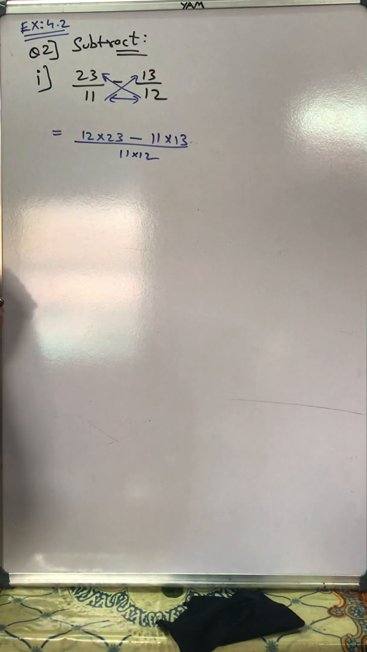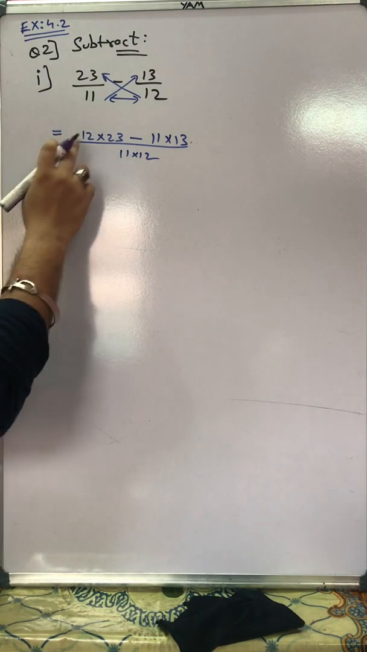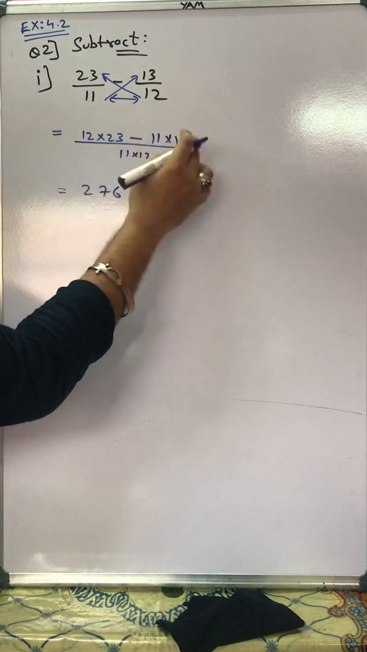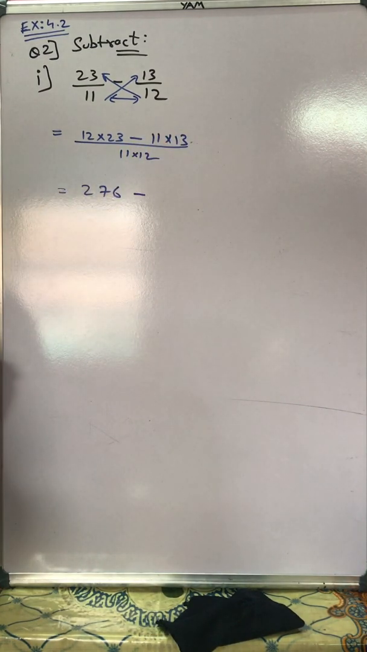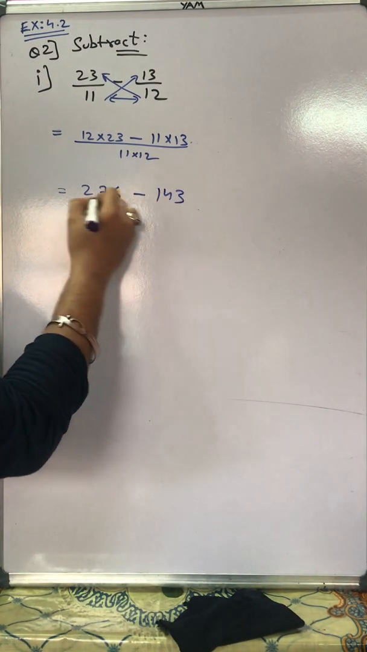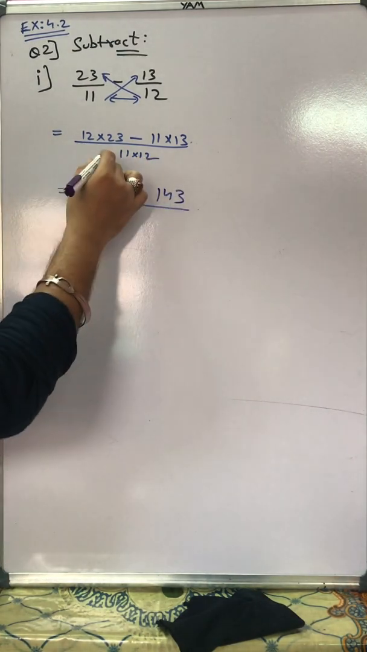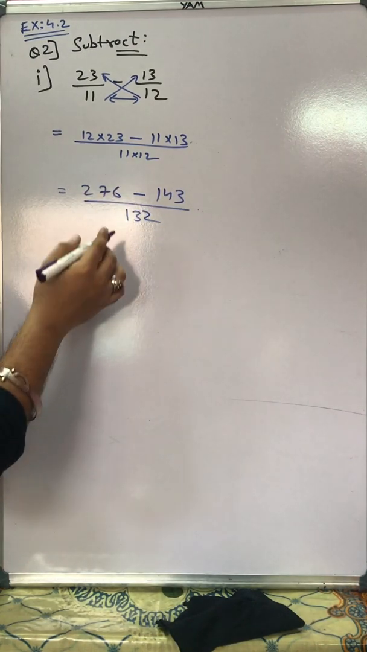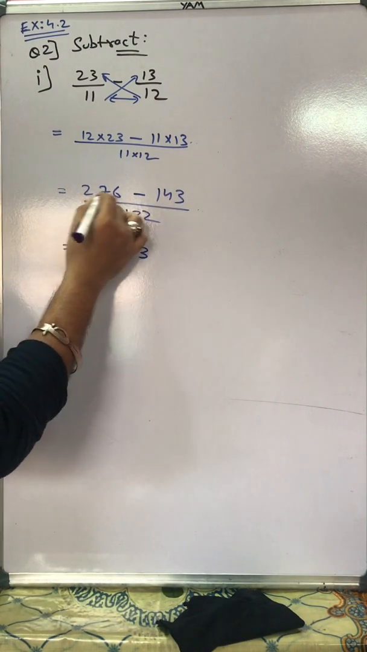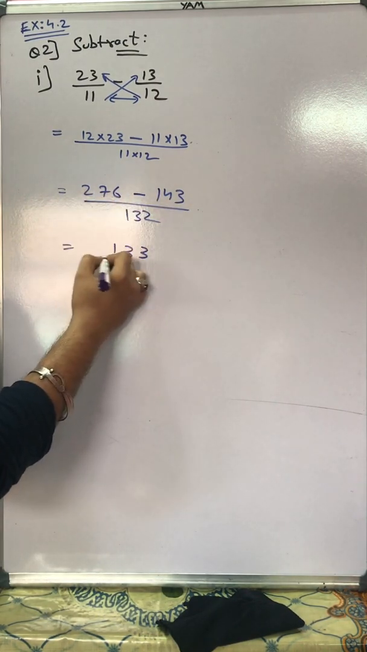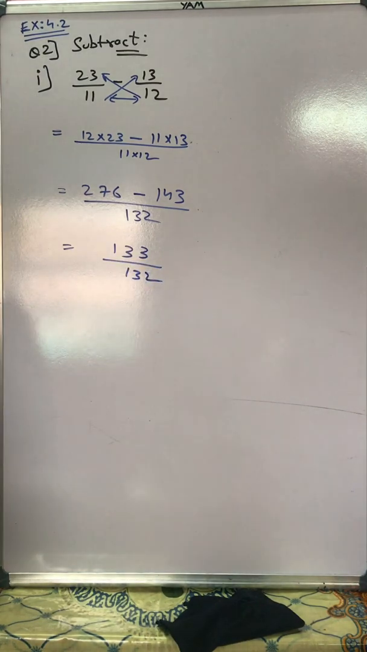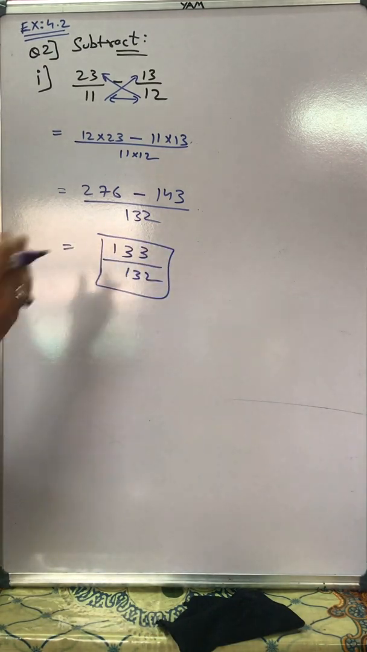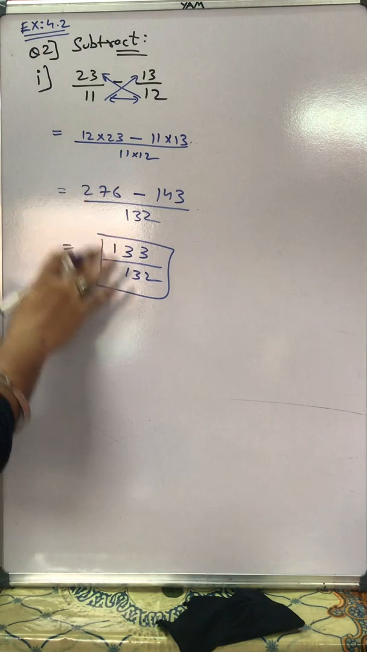Now 23 multiplied by 12. When we multiply 23 with 12, we get the answer as 276, minus 11 multiplied by 13. When we multiply 11 with 13, we get the answer as 143, the whole upon 11 multiplied by 12. 11 multiplied by 12, answer is 132. Now we have to deduct: 6 minus 3 is 3, 7 minus 4 is 3, 2 minus 1 is 1, upon 132. So my answer is 133 upon 132. Students at the back have converted it into a mixed fraction, but it's fine if you keep the answer in this form also.